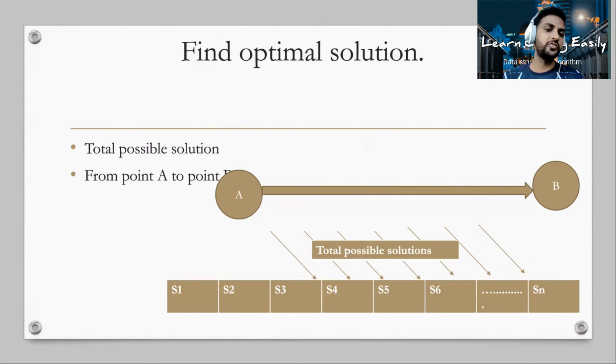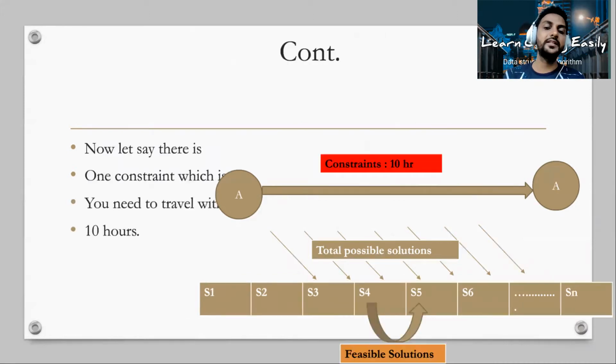Now I will apply some constraint in this problem. The constraint is: you want to travel from point A to point B, but I want the solutions which will take less than or equal to 10 hours. Out of these n solutions, each solution will take a different time. Let's say one will take 10 hours, one will take 12 hours, one will take 15 hours, one will take 4 hours. So we will just pick the solutions which will take less than 10 hours. Here let's say S4 and S5 are those two solutions which give us the feasible solutions.